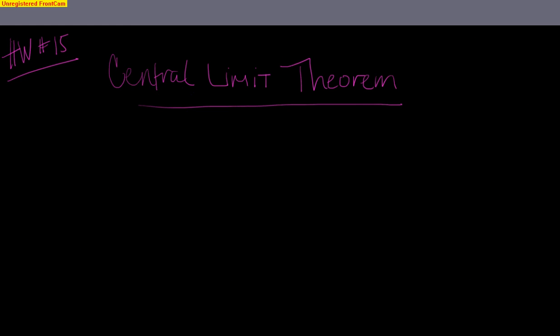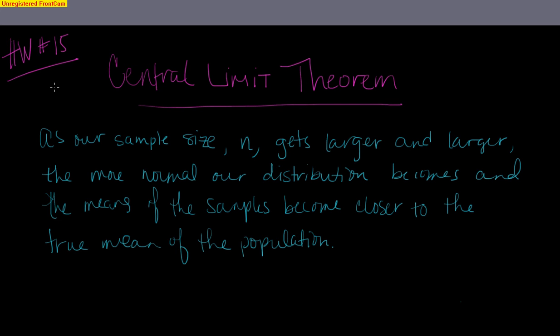So going back to our original opening slide, what is the central limit theorem? This is really in my own words, but as our sample size n, that's the size of those sample groups that you were taking, we took one of 6 and then we took another one of 20, as it gets larger and larger, the more normal our distribution becomes, and the means of the samples become closer to the true mean of the population, meaning that your curve will get narrower and narrower until it's getting closer and closer to the true mean of the population.